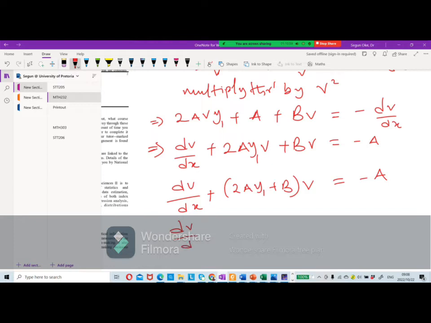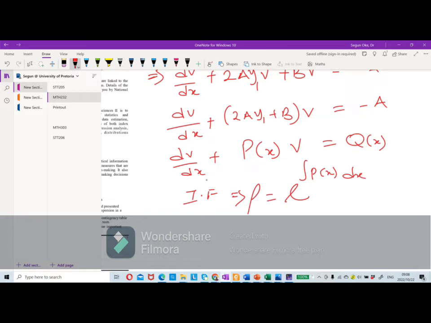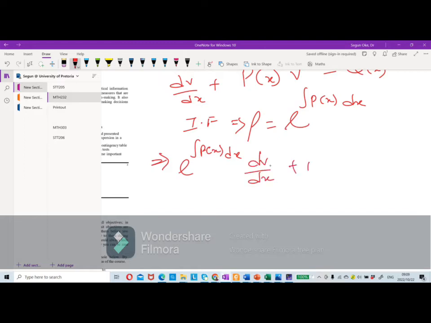For example, say dV dx, call this one P of x, V equals to Q of x. You remember, they are all constants. I'm just using integrating factor. Integrating factor, you have it to be rho equals to exponential integral of P of x dx. So remember, this is not a solution. I'm just explaining the way the formula works until we get to the final solution. So when you multiply this one, the way I was explaining to you the other time, rho dV dx plus P of x rho V equals to Q of x multiplied by exponential integral of P of x dx.